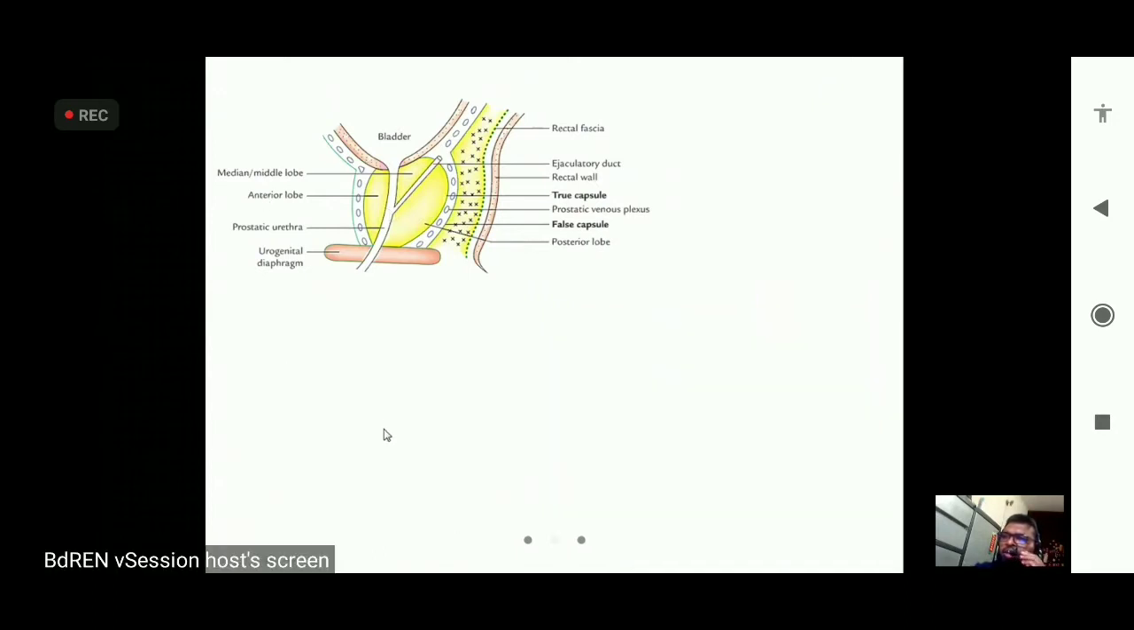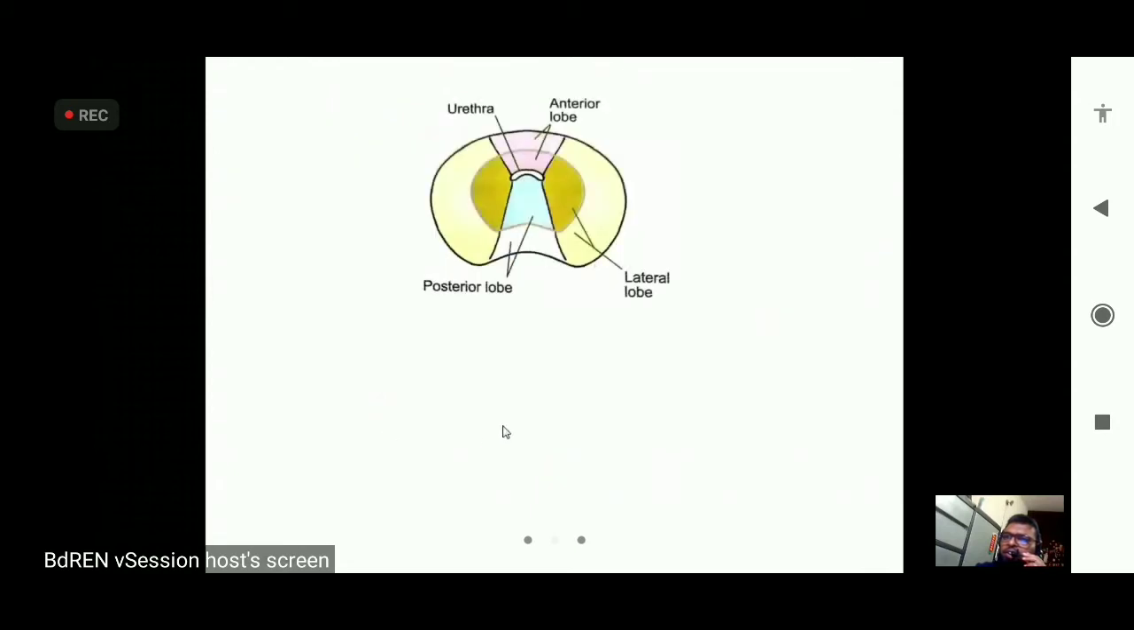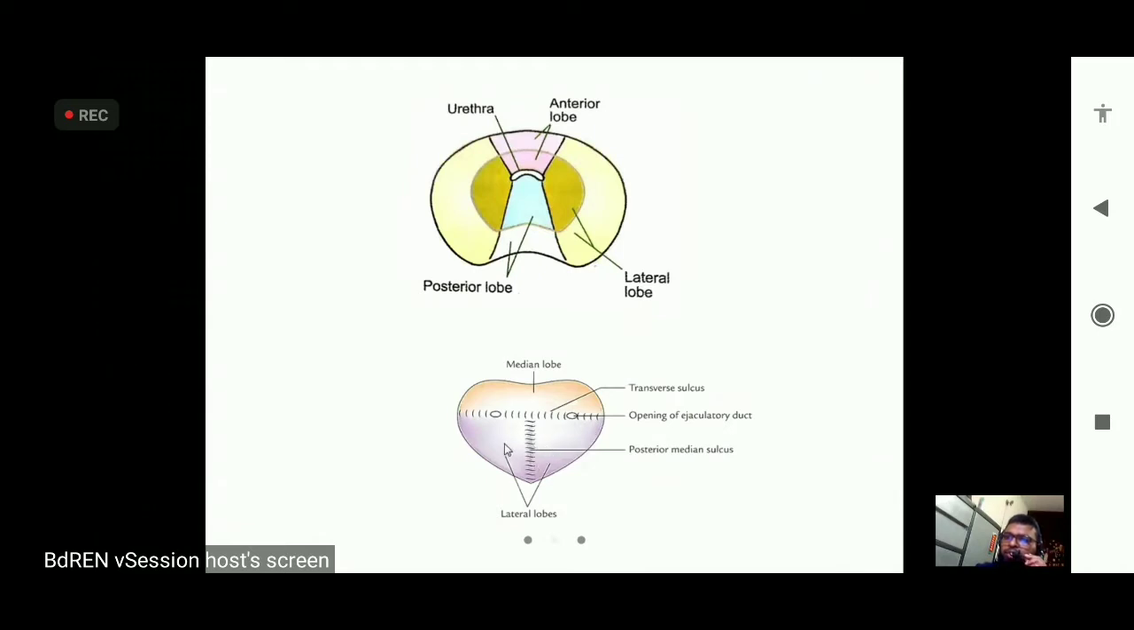You can see the median raphe. I'll show you. This is the median raphe. This is the posterior median sulcus or median raphe. It is very important for the surgeons, because if the prostate is enlarged due to carcinoma, this is obliterated. This is no more found, and this is a sign that there is a prostatic carcinoma or involvement of the prostate. That's why these can be felt.